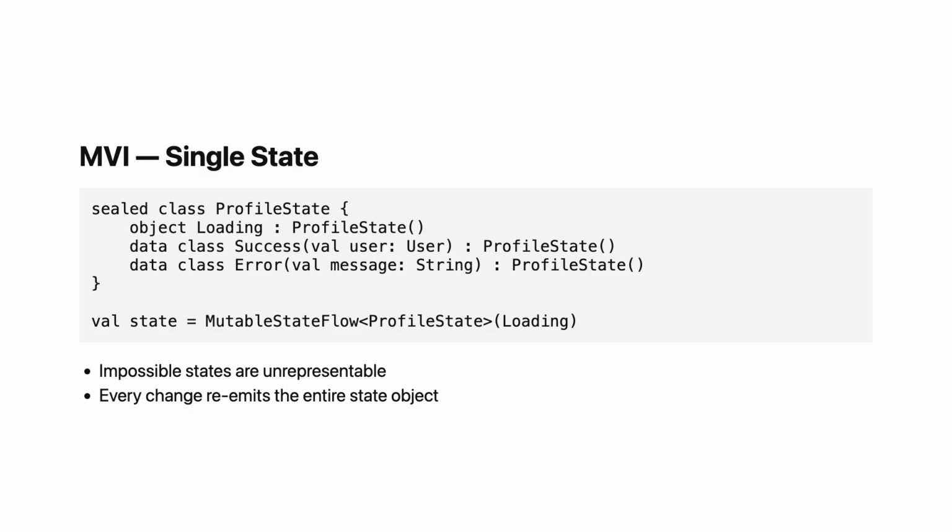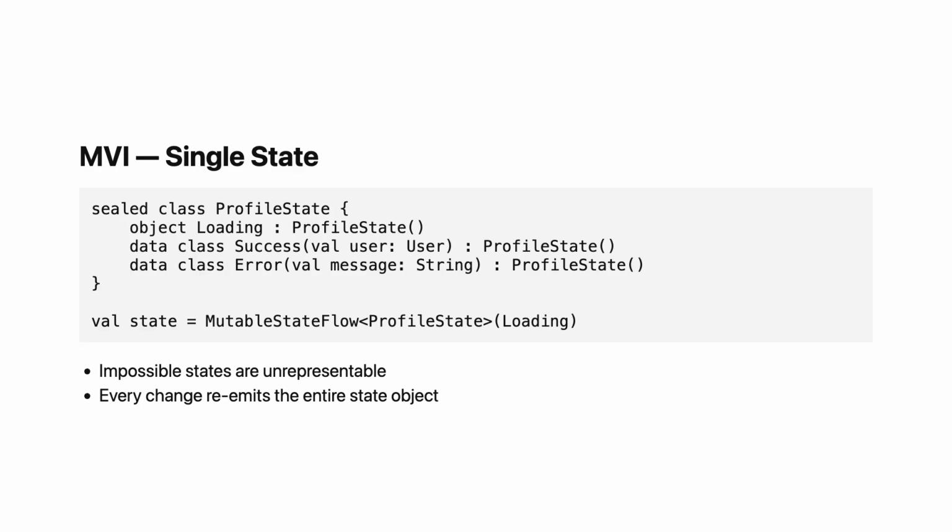You model your states as a sealed class: loading, success with data, error with message. The UI pattern matches on this sealed class and handles each case. Impossible states become unrepresentable. But here is the MVI trade-off. Every state change creates a new copy of the entire state object. When the loading field changes, the entire ProfileState is re-emitted, even though user and error did not change.